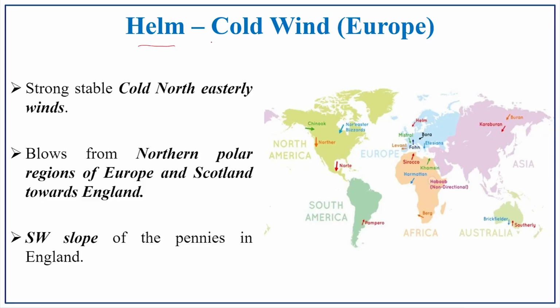The next one is Helm, the cold wind of the European continent. It is a strong, stable, cold northeasterly wind which blows from the northern polar region of Europe and Scotland towards England. So, you can see Helm here. From here it is blowing towards the England region, and it also travels on the southwest slope of the Pennines in England. So, this is blowing towards England from Europe, especially from the Scandinavian part. In such a way the travel pattern of this Helm wind is recognized.